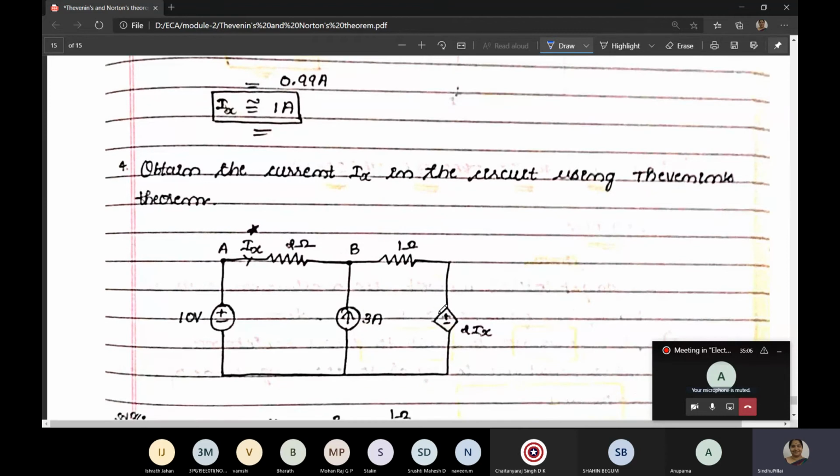And the last one is to obtain current Ix in the circuit using Thevenin's theorem. Here also we have a dependent source. It is a current dependent voltage source, 2 Ix they have given, so it depends upon the current Ix here. They have told you to find the current Ix also. This current Ix only is the load. This is the load network, or the load branch now. AB is the load branch.